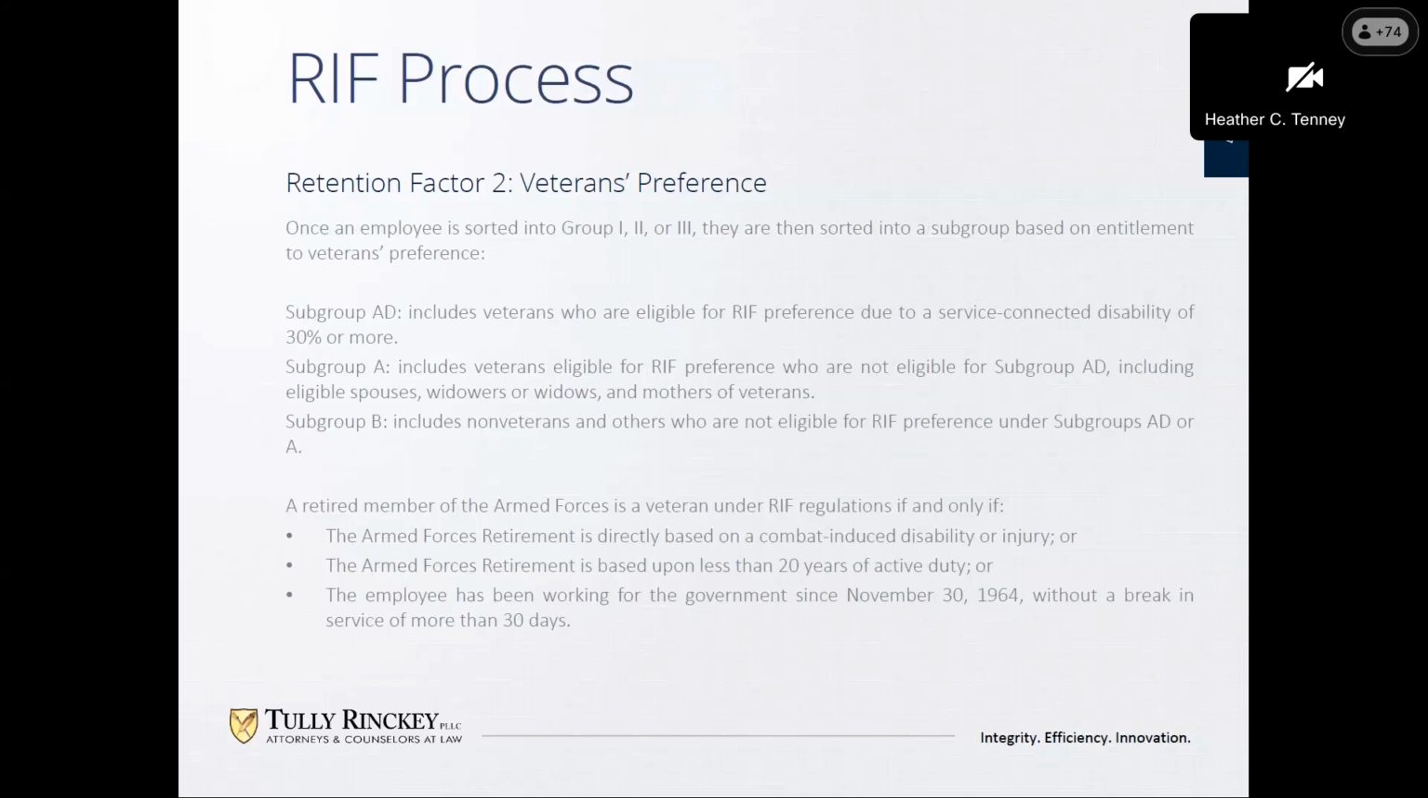Code. It includes a spouse of a service-connected disabled veteran, and disabled veteran is defined again under section 2108 of Title V of the U.S. Code, who has been unable to qualify for a federal position.